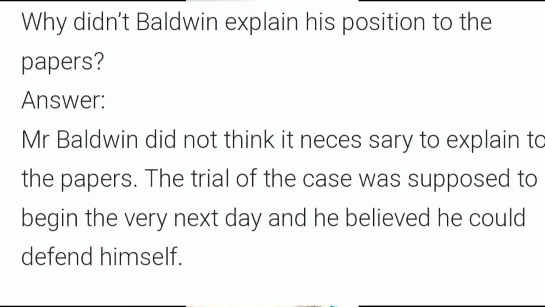Now, second, why didn't Baldwin explain his position to the papers? Now you all read this sample answer. Mr. Baldwin didn't think it is necessary to explain to the papers. The trial of the case was supposed to begin the very next day, and he believed he could defend himself.